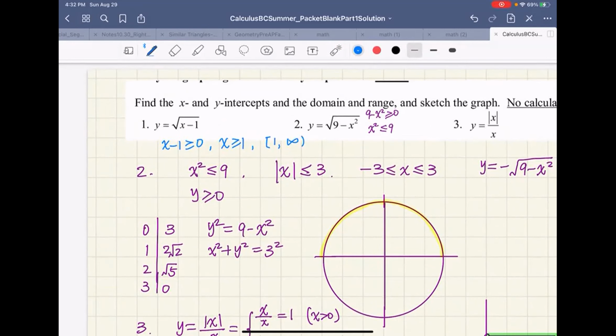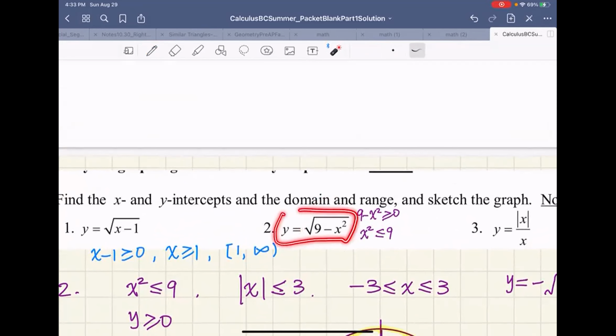First, Brian, I ask you, y equals this. What's this? Isn't it quadratic? If you use y equals 9 minus x squared, that's a quadratic. If you have a square root, it is not going to be a quadratic. Does that make sense?